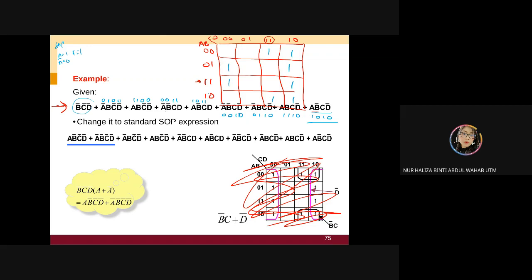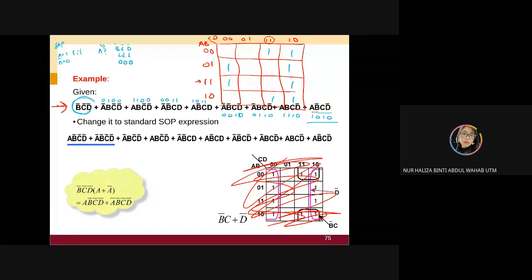I still have this part which is missing: B bar, C bar, D bar, which is missing A. My fixed one is 0, 0, 0, and the possibility for my A is either 0 or a 1. So I combine it together, I'm going to get 0, 0, 0, 0.